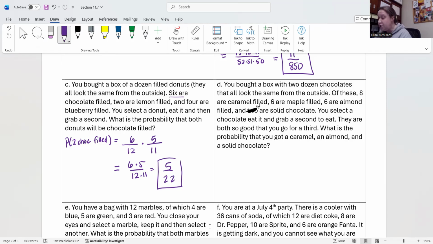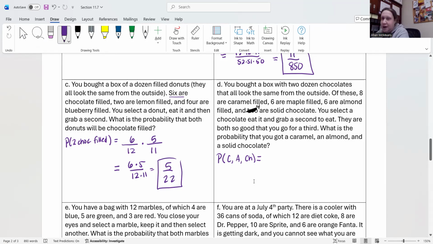Okay. You select a chocolate, eat it, grab a second. Okay, let me read that again. That was terrible reading. Okay. You select a chocolate, eat it, grab a second to eat. They are both so good that you go for a third. What is the probability that you got a caramel, an almond, and a solid chocolate? Okay. So we're going to go in that order. All right. So we want the probability of a caramel, almond, and chocolate. Okay. And again, we're going to go in that specific order. All right. I don't know that it necessarily matters, but that's what we're going to do.